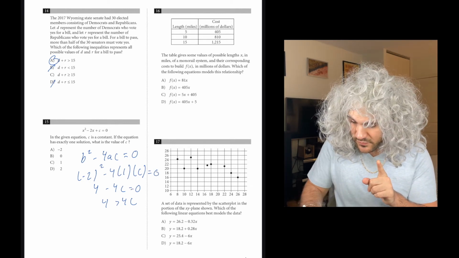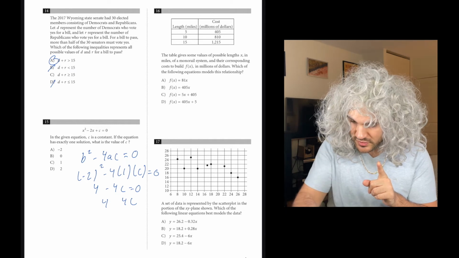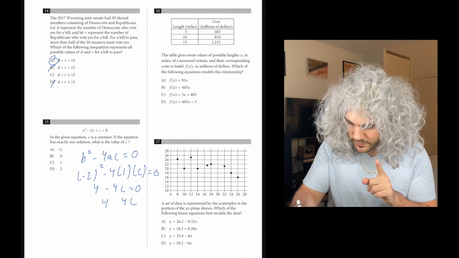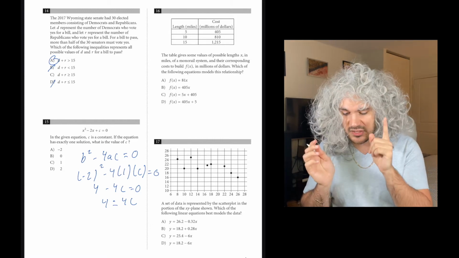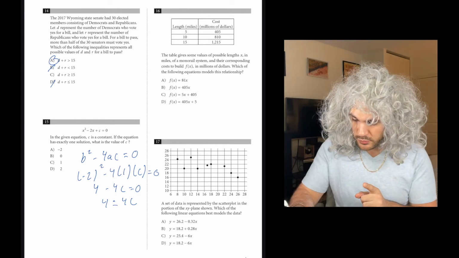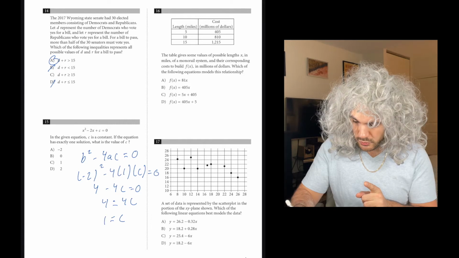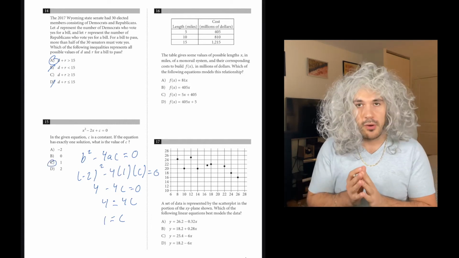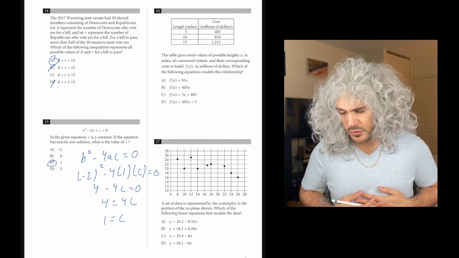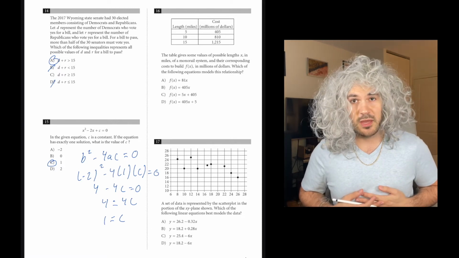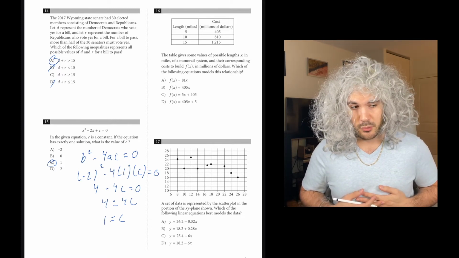So we end up with this. So it should be 4 equals 4c. Which value makes that true? That's going to be c equals 1. Whew. Even I, the tutor, your lovely host and gracious tutor, have to be careful with these questions.